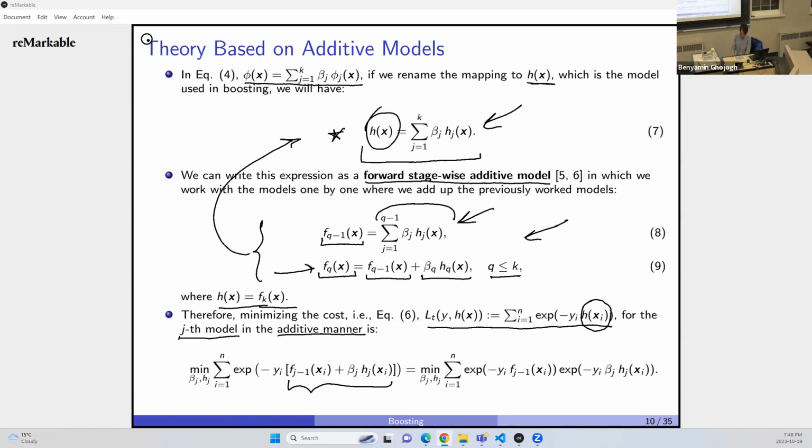They are related to each other. So this part is written as this part. Then, can you tell me what am I doing? We know that e to the power of a plus b becomes e to the power of a times e to the power of b. So I have this term times this term. I separate them as a multiplication of exponential operators, right? By the way, here my optimization variables become beta_j and h_j, so the models and also their weights.